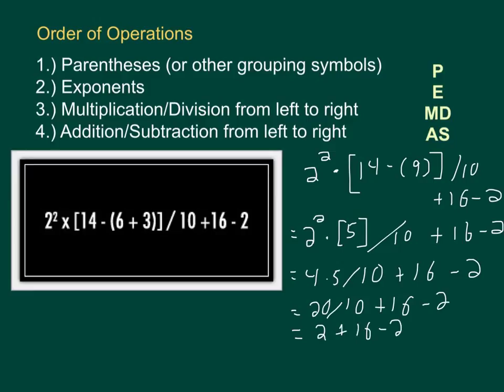And finally, our last step is addition, subtraction from left to right. So I have an addition and then a subtraction. 2 plus 16 is 18 minus 2, and 18 minus 2 is 16. And that is our final answer. All right, hope that review is helpful.